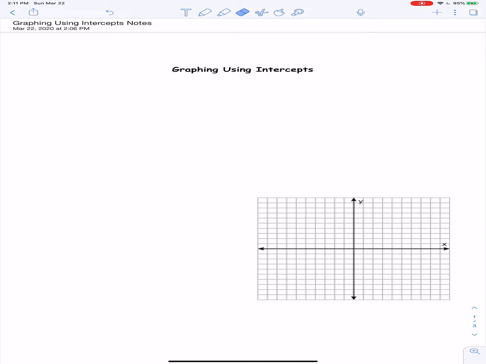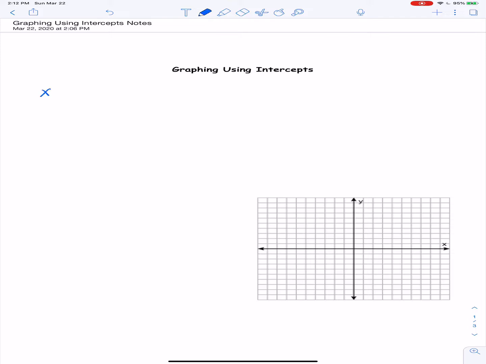Today, we are going to be talking about graphing using intercepts. Each graph line that we're going to be talking about today has two intercepts. We're talking about an x-intercept, where the line is going to cross over the x-axis, or a y-intercept, where a line is going to cross over the y-axis. So let's talk about the x-intercept first.